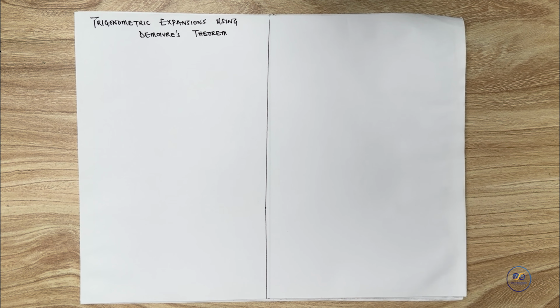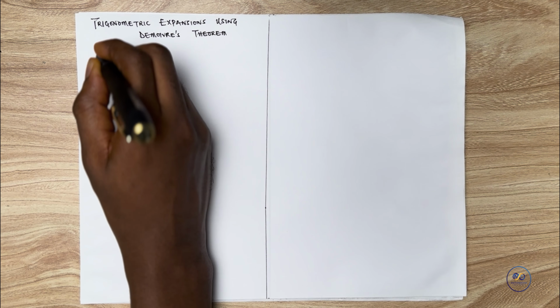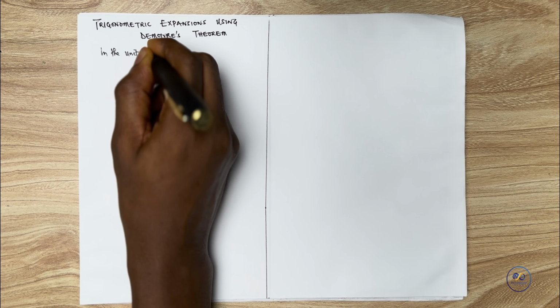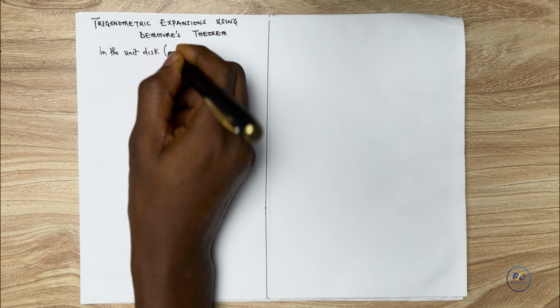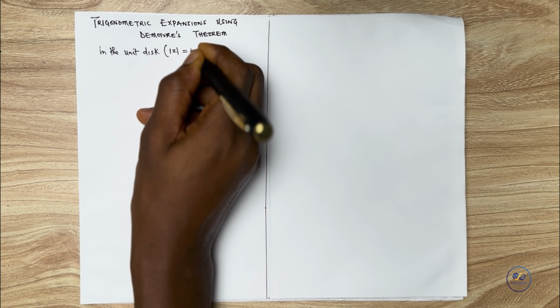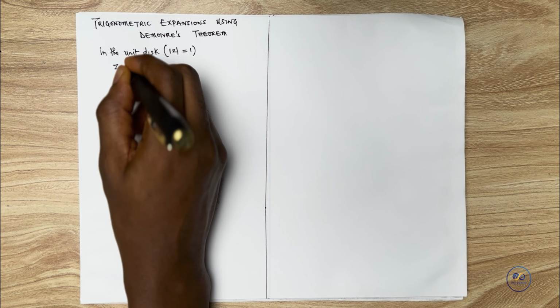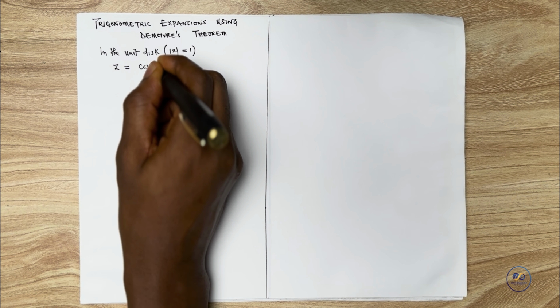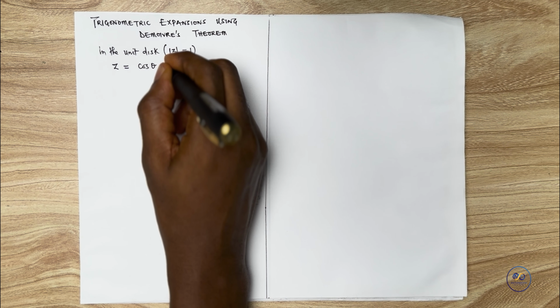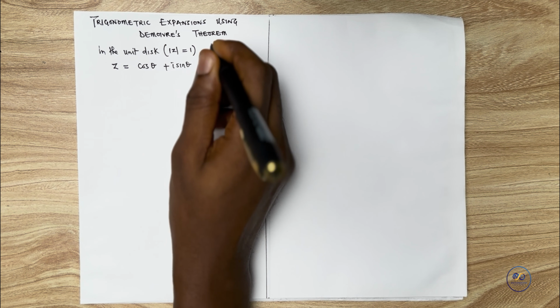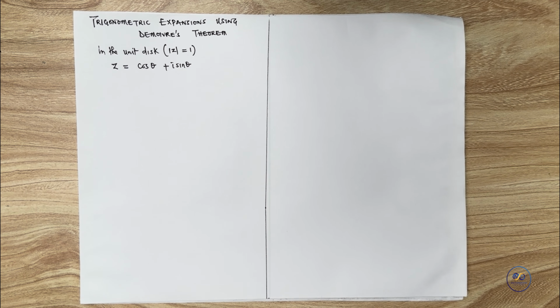So, let's begin. Of course, when we say we are in the unit circle, we simply mean that in this regard, the radius or the modulus is equal to 1. Now, if this is the case, then it means that the polar form of the complex number reduces to z being equal to cosθ plus i sinθ, where θ of course remains the argument.